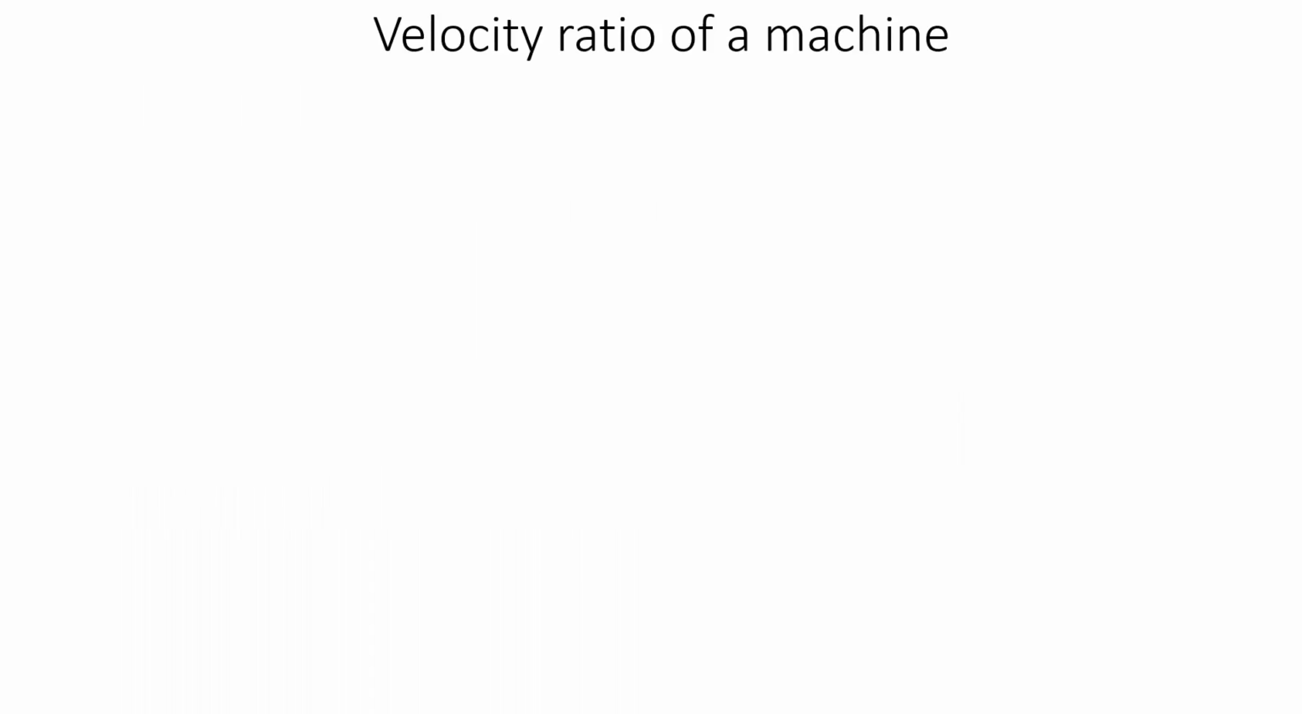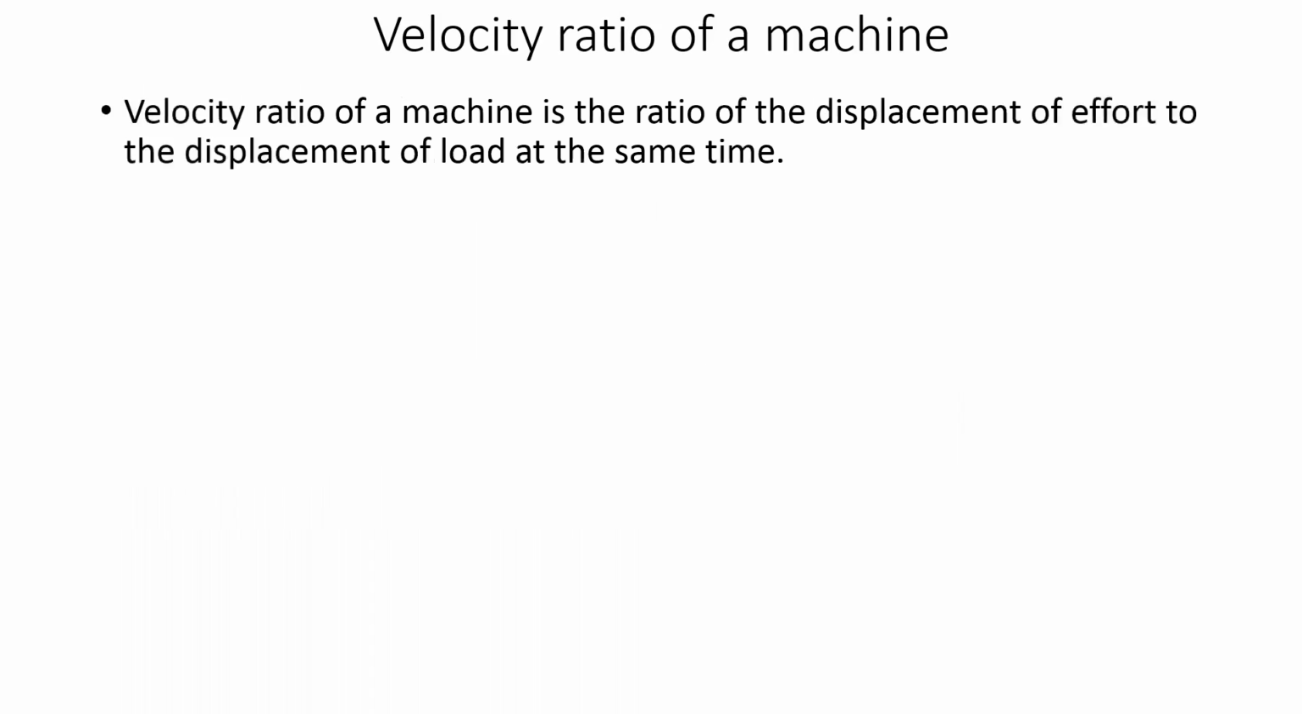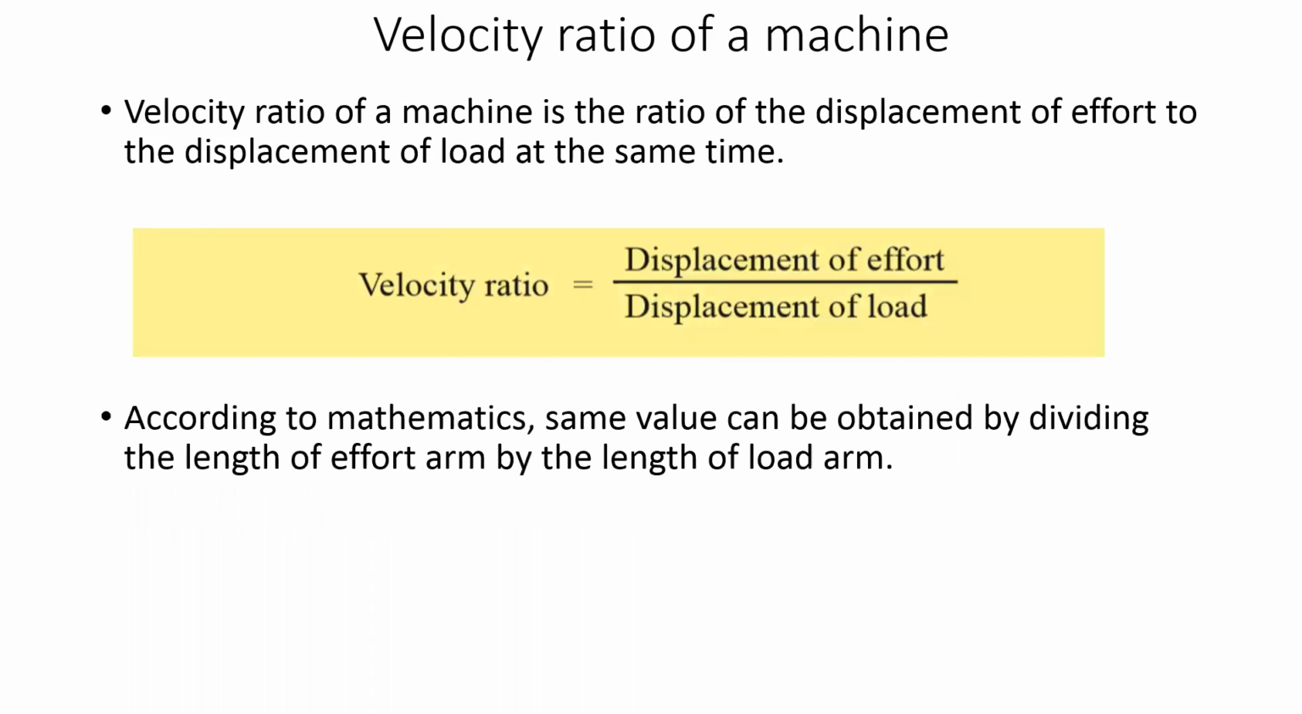Velocity ratio of a machine. Velocity ratio of a machine is the ratio of the displacement of effort to the displacement of load at the same time. So velocity ratio equals displacement of effort over displacement of load. According to mathematics, same value can be obtained by dividing the length of effort arm by the length of load arm. So velocity ratio of a lever equals the effort arm divided by load arm.